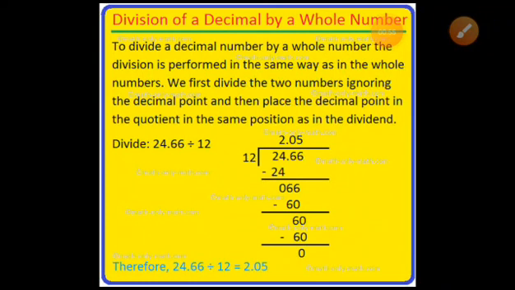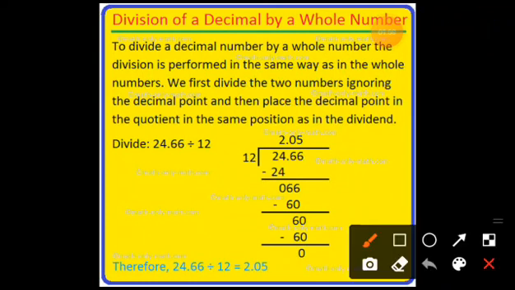24.66 divided by 12. So here at first you will have to consider the integer part, that is the 24. So you are dividing by 12. So 24 divided by 12, that means 12 twos are 24. So as I have told that here you have the decimal point. So what you will do, see 24 minus 24, we are getting 0.